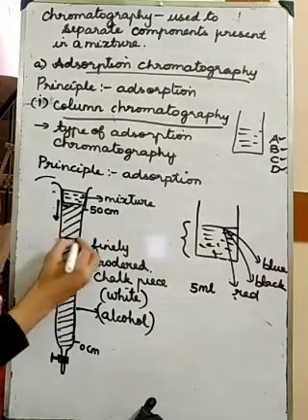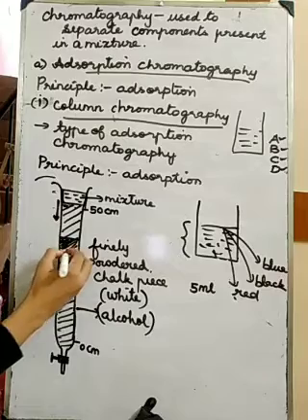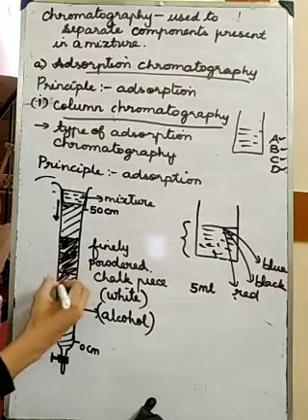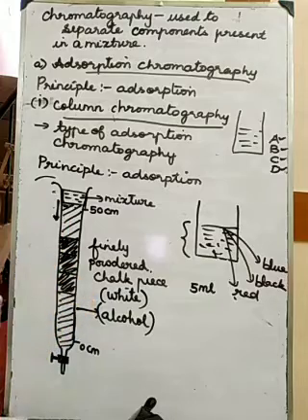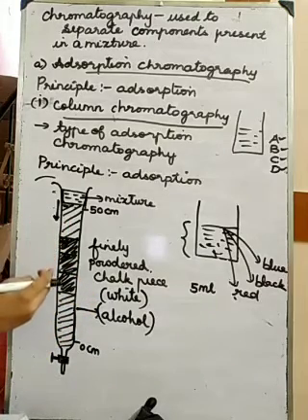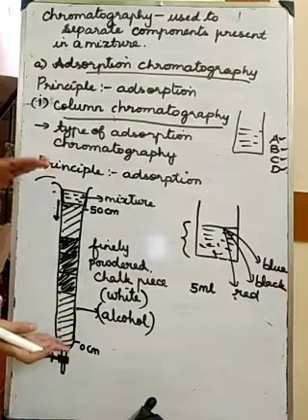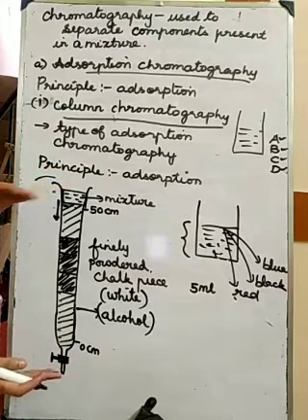So here you can see blue color, here you can see red color, here you can see black color, or whatever colors you take. So the different colors will be separated. The mixture is moving, yes or no? And the chalk piece powder is not at all moving, yes or no?